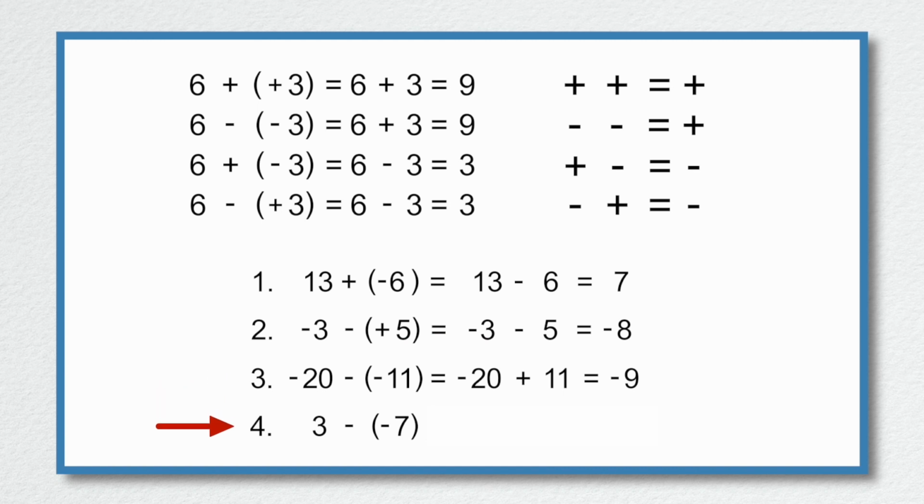And finally we've got 3 subtract negative 7. Again we have a negative and a negative. So that's the same as a positive. So we have 3 add 7, which is equal to 10.